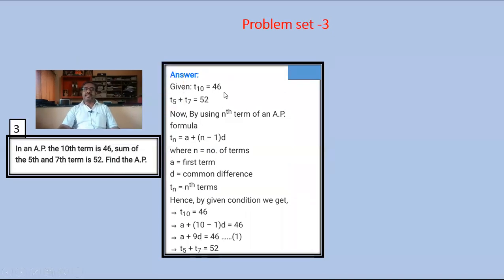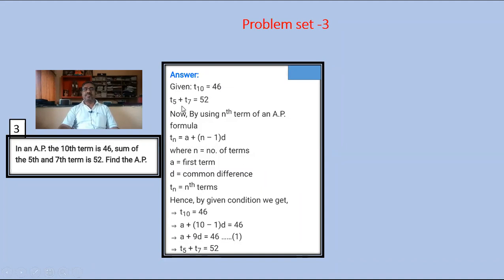Given: the 10th term is 46 of an arithmetic progression, and the sum of the 5th and 7th term is 52. Therefore, t5 plus t7 is equal to 52. By using the nth term of an arithmetic progression, tn is equal to a plus n minus 1 multiply d. Here the 10th term is given as 46, so t10 is equal to 46. Therefore, t10 is equal to a plus 10 minus 1 multiply d, equal to 46. So a plus 9d is equal to 46. We get equation number 1 from the 10th term.